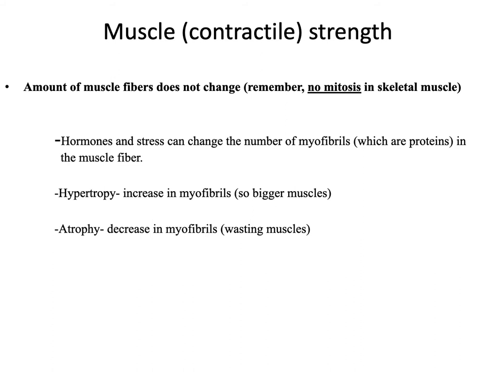Okay, remember, our skeletal muscles do not go through mitosis. So the number of muscle fibers doesn't change. So how do we get stronger? The more you exercise, the more myofibrils you're going to make. The more actin and myosin, which are proteins, you're going to make.